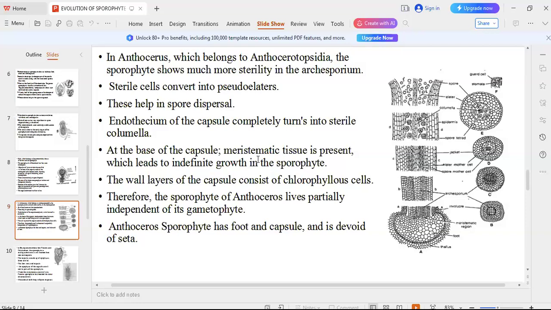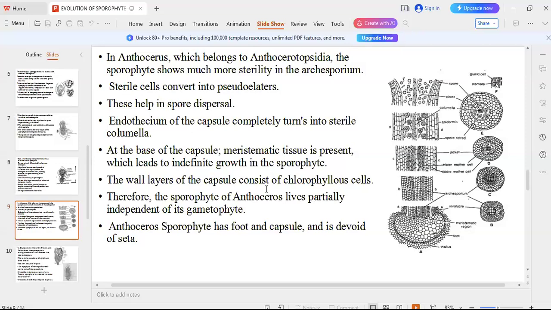At the base of the capsule, what is the specialty of Anthoceros? Anybody? Foot, seta, capsule is common. Same structures we observed in Anthoceros. Is it true, ma'am? In the Anthoceros sporophyte structure, we observed foot, seta, capsule. Is it true or false? False, ma'am. Okay, good. What did you observe? In foot, seta, capsule, there is no seta in Anthoceros. What is the special thing? What is that?